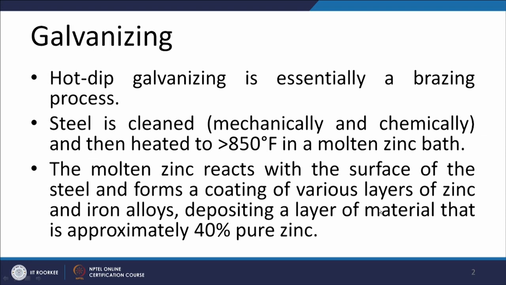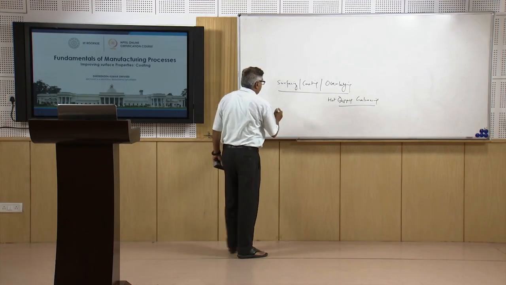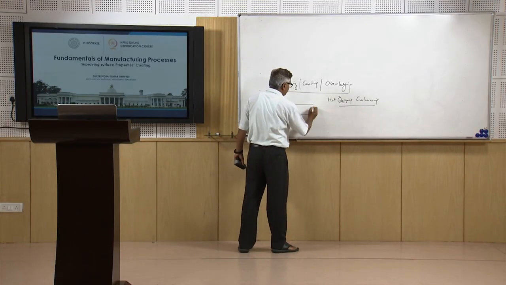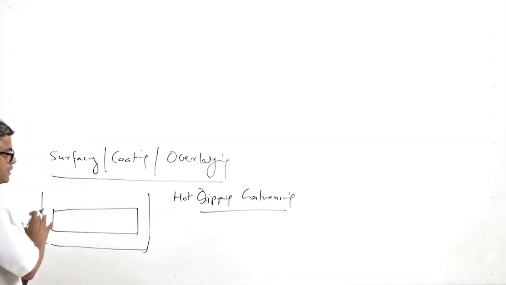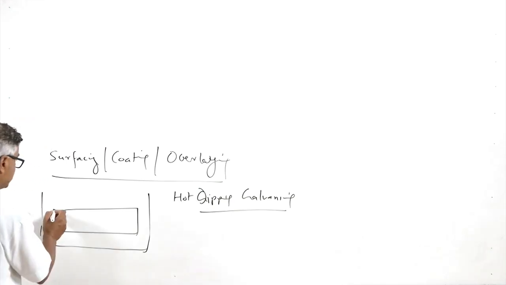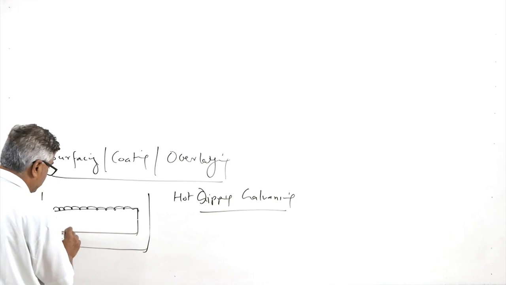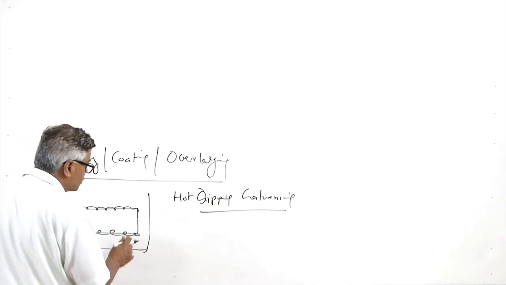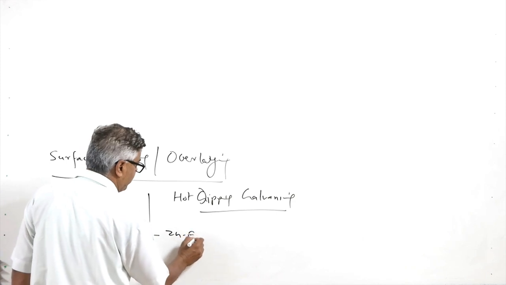So, what is done here basically is that the component is dipped in the molten bath of zinc after cleaning, so that it is free from all impurities, dust, dirt, oil, grease, etc. The zinc reacts with the surface of the steel and forms various compounds with varying amounts of zinc and iron.